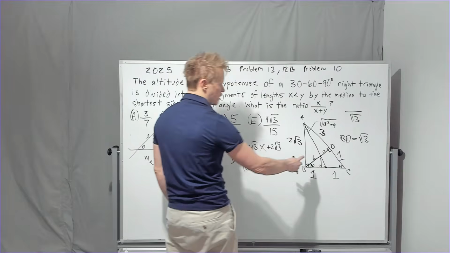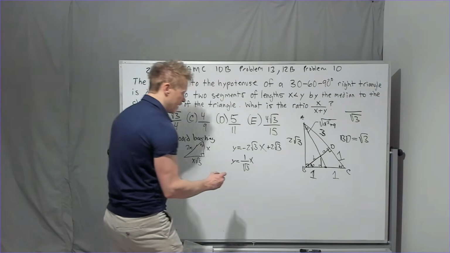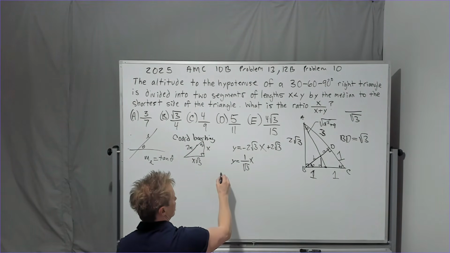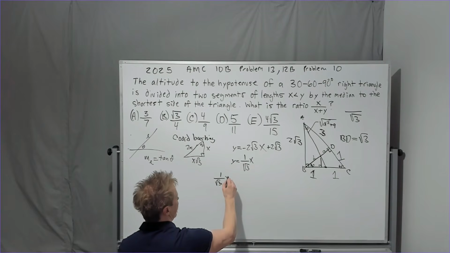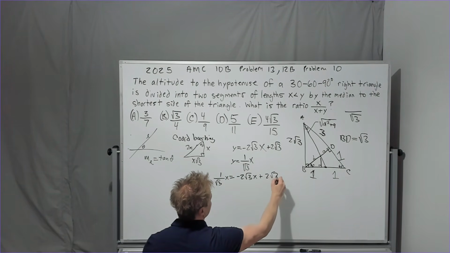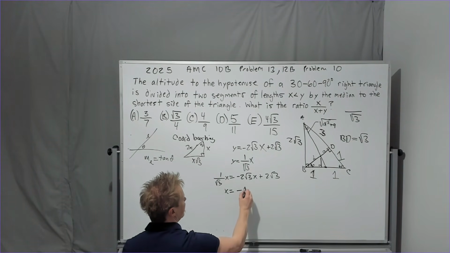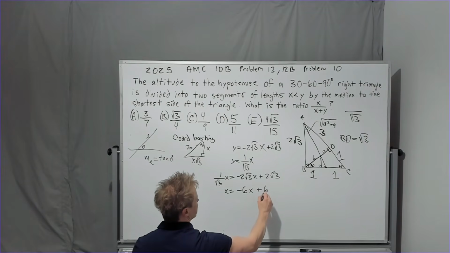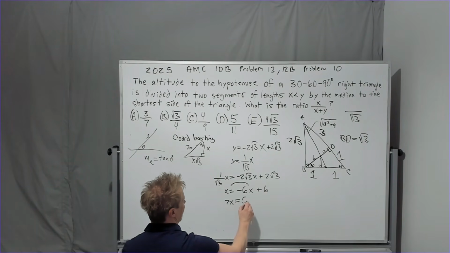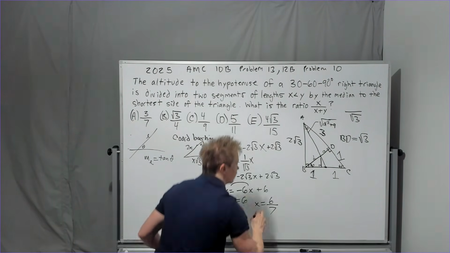So what we'll do is we'll use 30, 60, 90 relationships at that point. So what I'm going to do is set these equal to each other. So 1 over rad 3 x equals negative 2 rad 3 x plus 2 rad 3. You're going to multiply by rad 3. x equals negative 6x plus 6. You're going to add 6x. You're going to get 7x equals 6. And x equals 6 over 7.